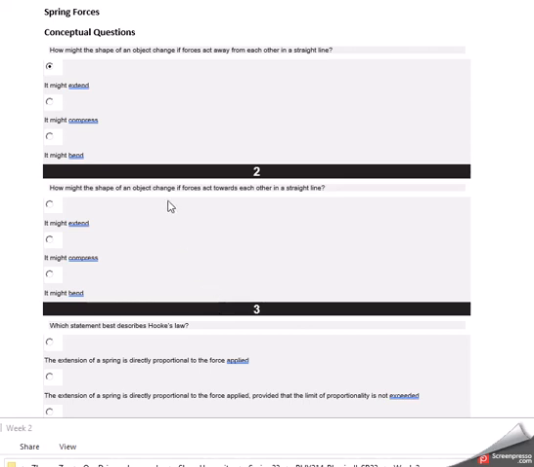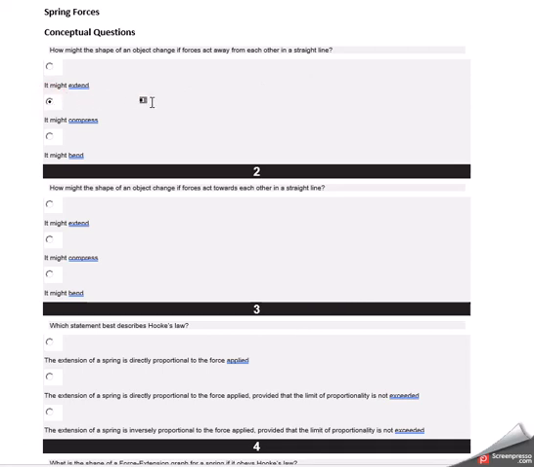Before we move further to solve problems, here are some conceptual questions about spring force. Let's go through these few. How might the shape of an object change if the forces act away from each other in a straight line, which means you have an object, you have two forces pulling it away from each other. And based on your intuition, it stretches.